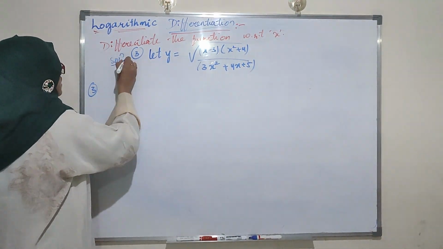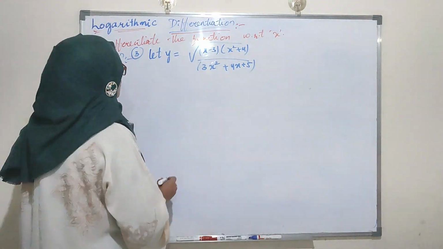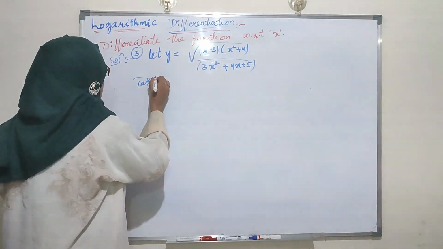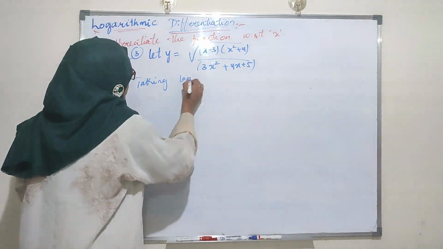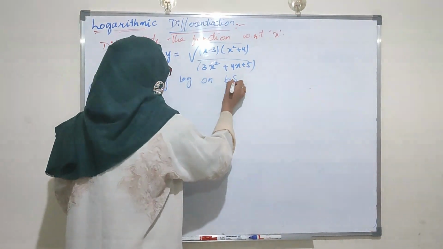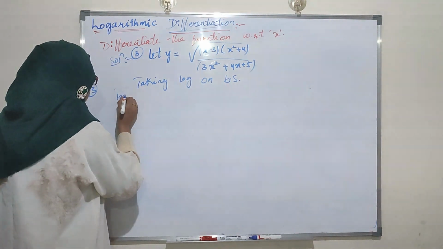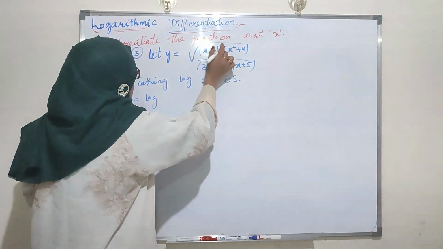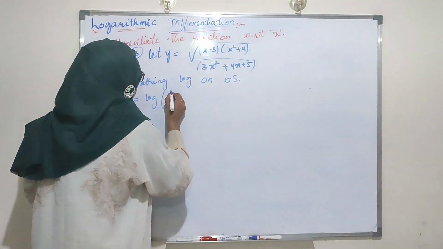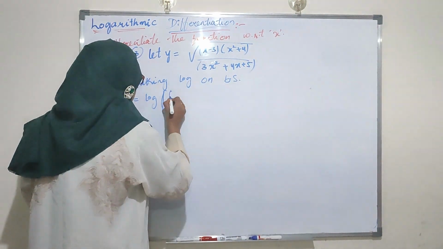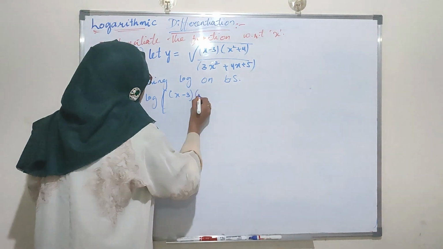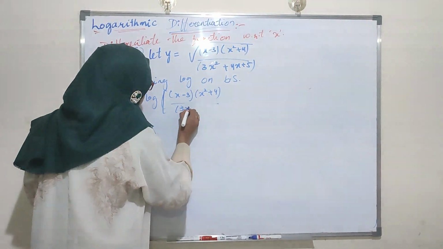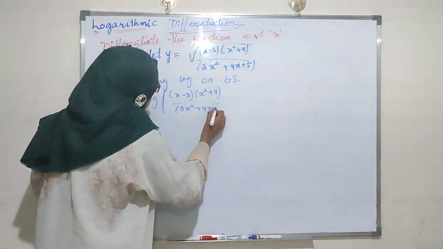Now, solution for the third one. So taking log on both sides, we get log of y is equal to log of this root. We can write it in the form of power as ((x minus 3)(x square plus 4)) whole divided by (3x square plus 4x plus 5).